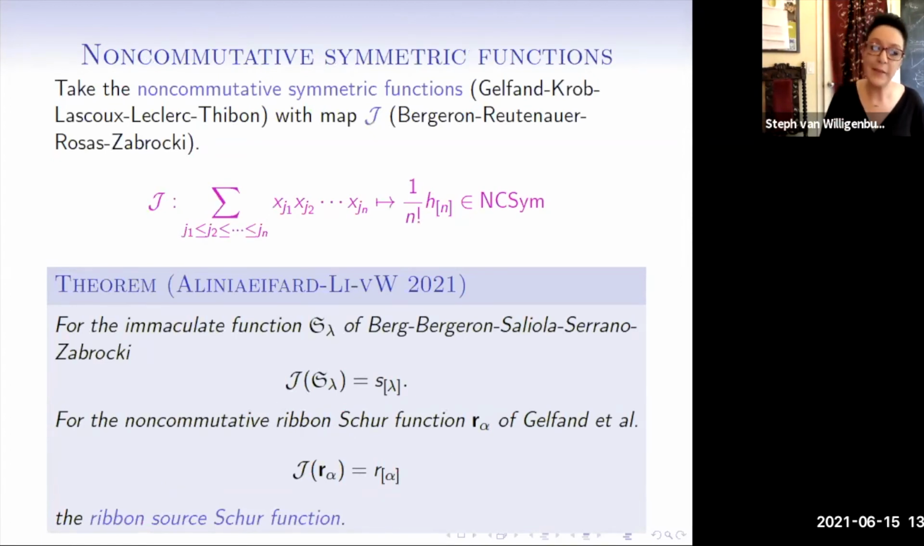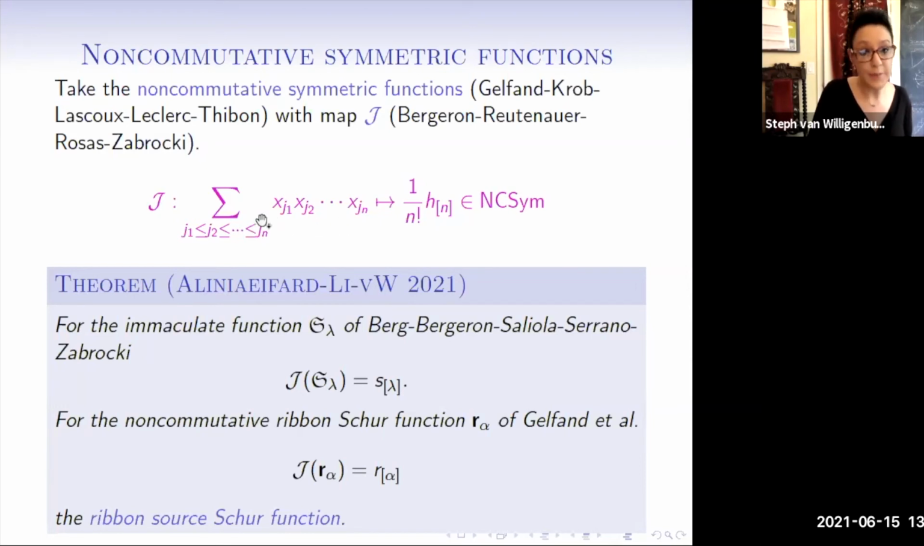And so the last thing I'm going to talk about in my last couple of minutes is the algebra of non-commutative symmetric functions of Gelfand, Krob, Lascoux, Leclerc, and Thibon. We're also going to be talking about a map that was defined by Nantel Bergeron, Reutenauer, Rosas, and Zabrocki. So, what are these non-commutative symmetric functions? These are just the sum of all monomials in non-commuting variables x_j1, x_j2, and so on, where these indices weakly increase.